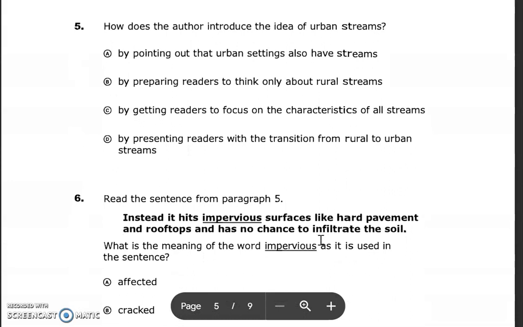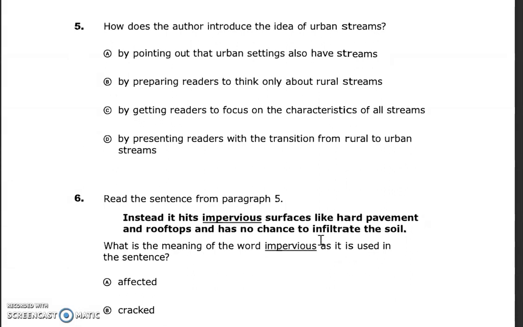Number 5. How does the author introduce the idea of urban streams? A, by pointing out that urban settings also have streams. B, by preparing readers to think only about rural streams. C, by getting readers to focus on the characteristics of all streams. D, by presenting readers with the transition from rural to urban streams.